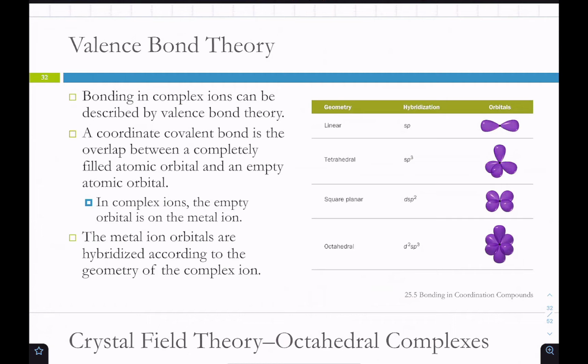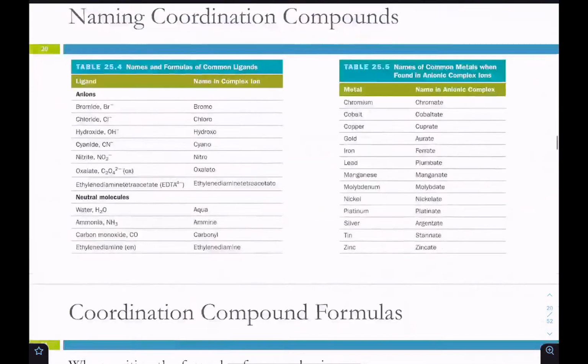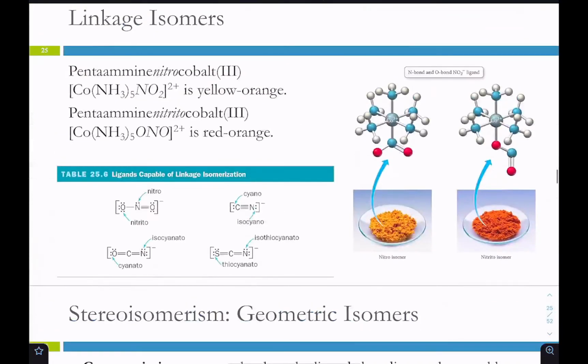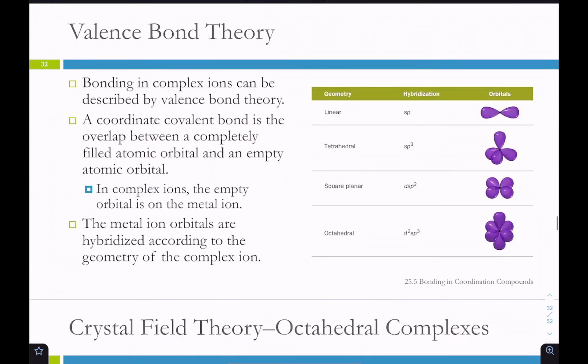So I don't know. Okay, so valence bond theory. This is why, actually if I scroll back up here real fast, for these two nitroisomers, this is going to explain why these are different colors when the nitrogen is bound to the cation center or when the oxygen is bound to the cation center. Because it has an effect on the electrons inside of the cation. So with valence bond theory, we can use that to describe the bonds and types of bonds that form.